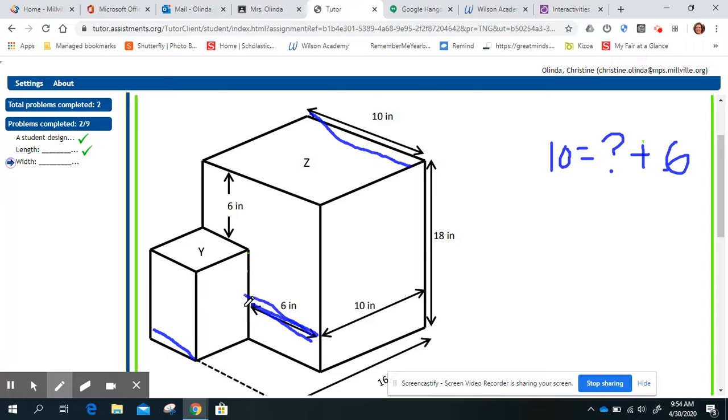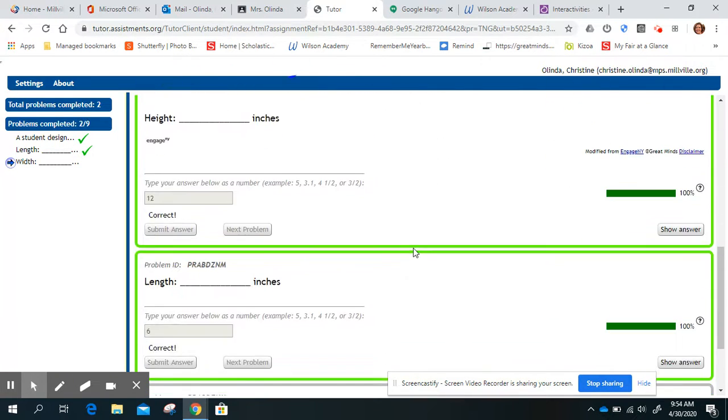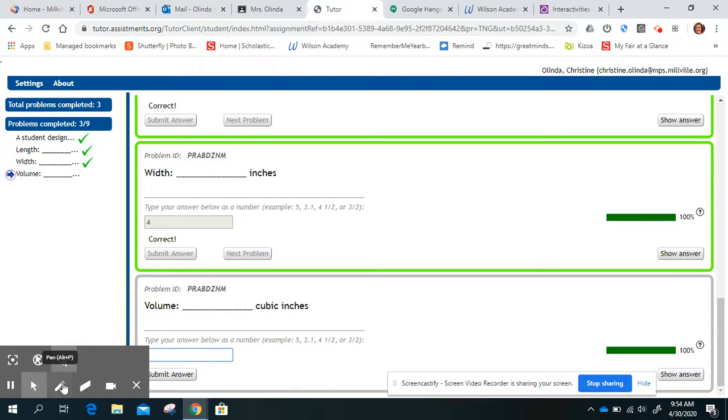So 6 plus whatever this is right here, this line, has to equal 10. So I know my missing width is 4, because 4 plus 6 is 10. Go to the next problem. And now they want me to find the volume. And remember, volume is length times width times height.